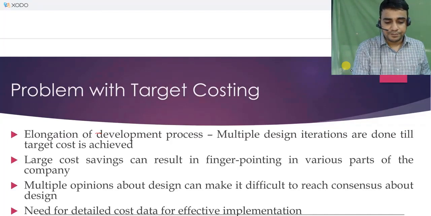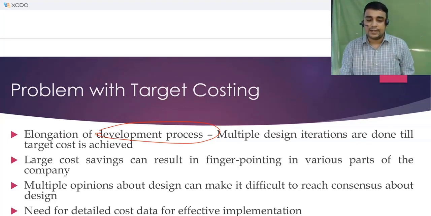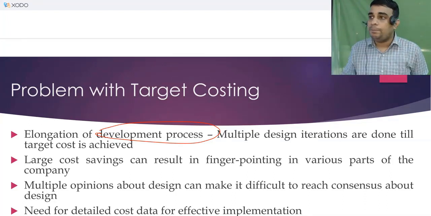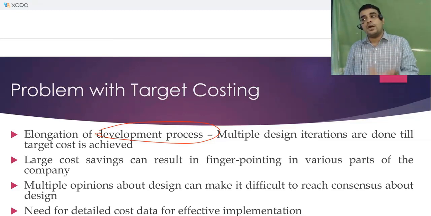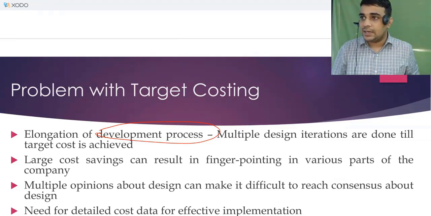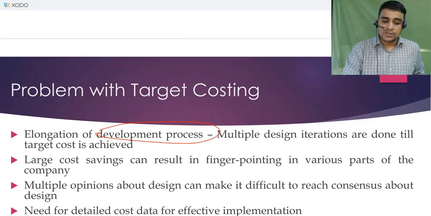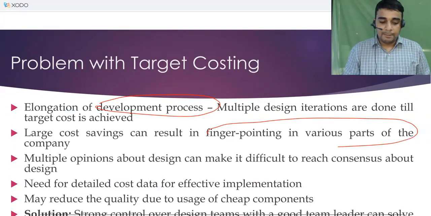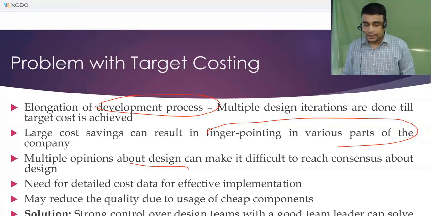Elongation of the development process. Multiple design iterations are done till the target cost is achieved. I want that number, I cannot be above that number. So till I achieve the target cost, I keep on changing the design, and that leads to challenges from the customer side. Large cost savings can result in finger pointing in various parts of the company. Multiple opinions about design can make it difficult to reach a consensus about the design.